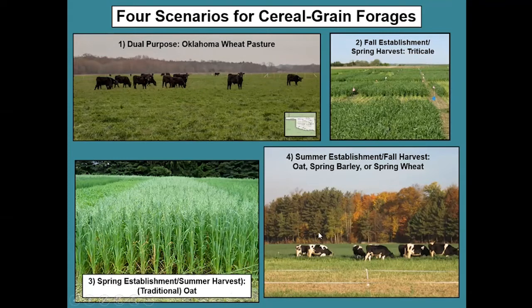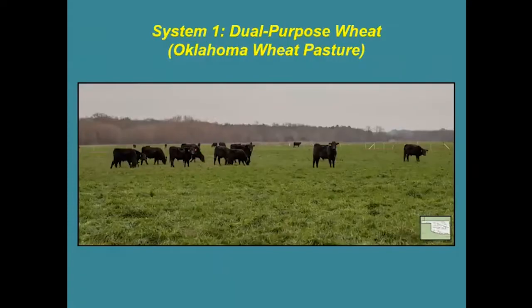And then the last one that I want to discuss, which we spent a lot of time on, which is a little bit different and may or may not be something folks listening have heard or heard discussed very much, is a summer establishment of a cereal grain. And most of our work has been with oat. It also can include spring barley and spring wheat, something that does not require vernalization. And then that forage growth is utilized before winter, which is a different approach. So we'll talk about those as we go through.